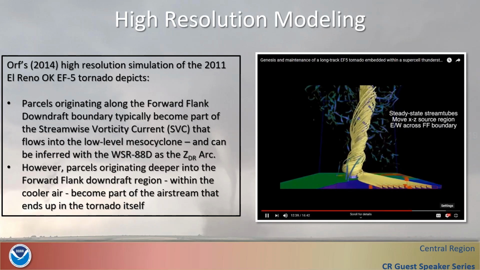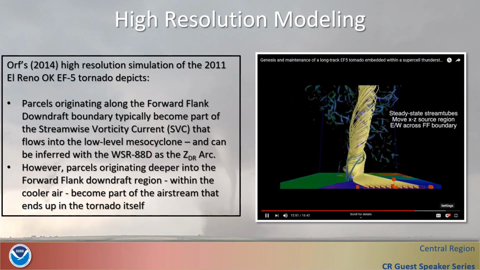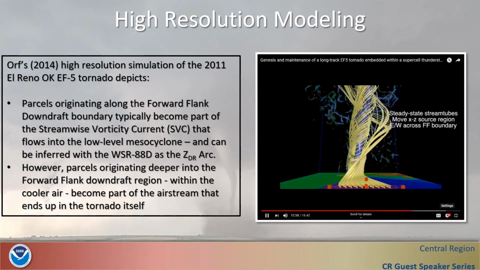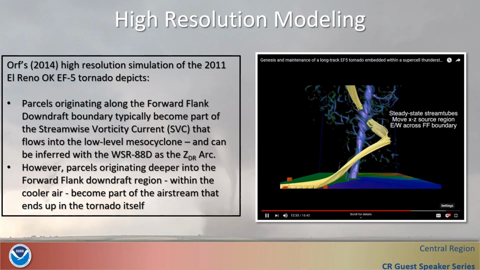So again, the parcels originating along the downdraft boundary are the ones that actually make it into the SVC. You can approximate that as you're looking at the ZDR arc, but this was really looking more at the low-level mesocyclone. But those parcels that originate from deeper within the cold air of the forward flank, at least by their simulations, are the ones that make it into the tornado itself via the descending airstream.